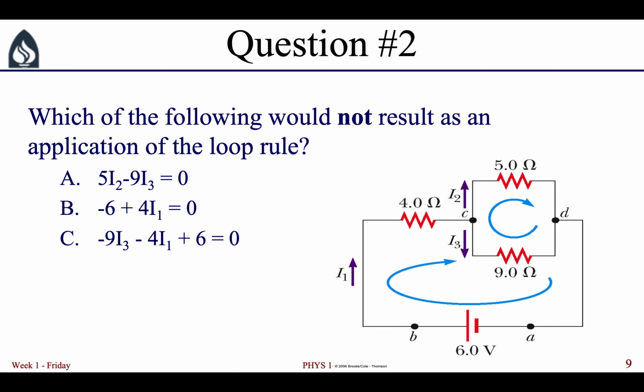All right, so next let's look at this question and this little circuit with the currents that are labeled. Which of the following would not result as an application of the loop rule?